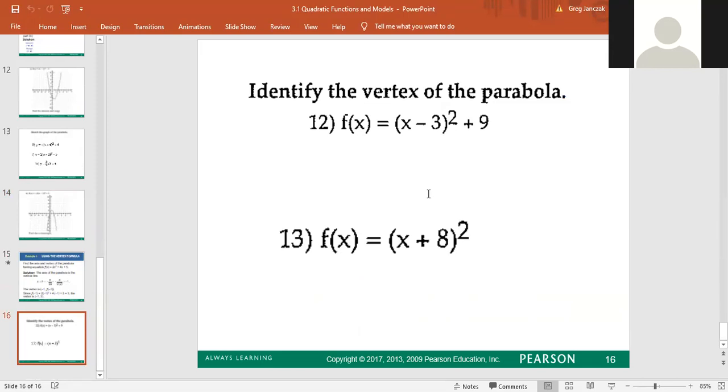All right, let's look at this one here. There's two of them. So you've got here f of x equals (x minus 3) squared plus 9, and 13: f of x equals (x plus 8) squared. Okay, and we want to identify the vertex. That's all we want to do.